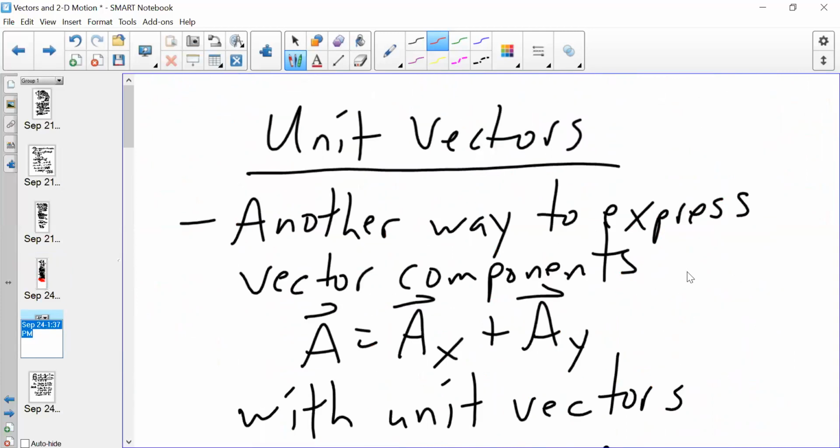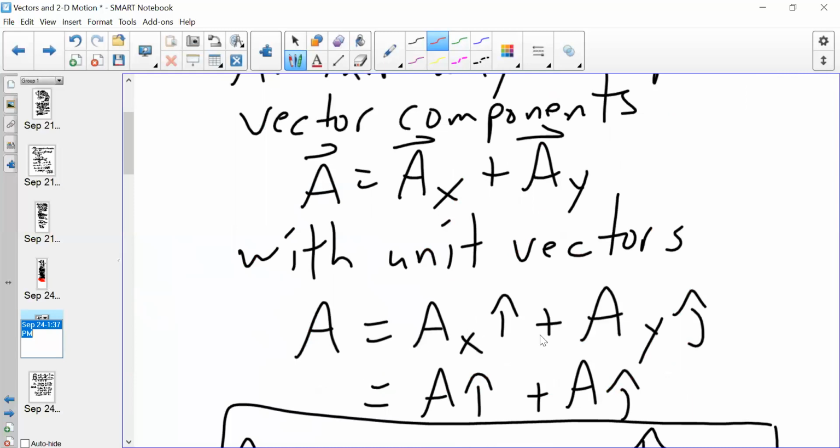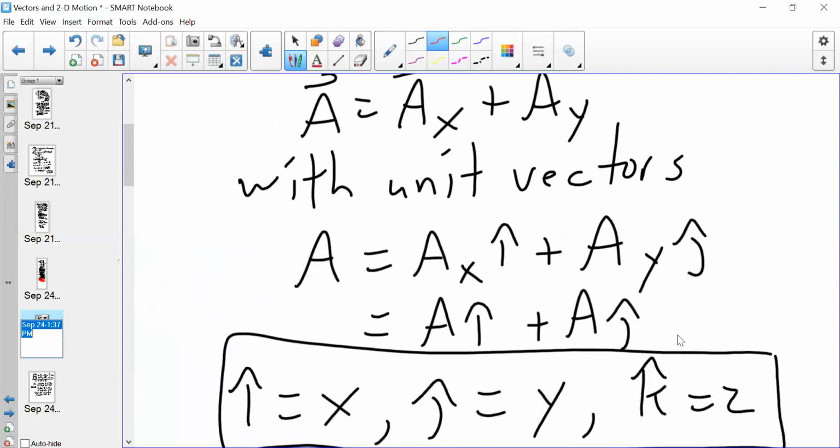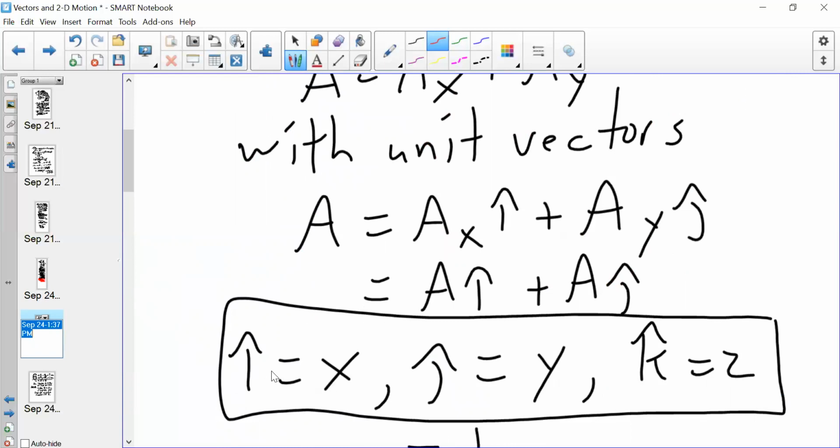Then we talked about unit vectors, that they're just another way to express the vector components, the x and y components. X becomes i and y becomes j. So we could do something cumbersome like ax i hat plus ay j hat, or just a i hat plus a j hat is the same thing as ax and ay, respectively. The i hat unit vector, all the unit vectors have a value of 1, and that corresponds to the x-axis, j hat, y-axis, k hat, z-axis.